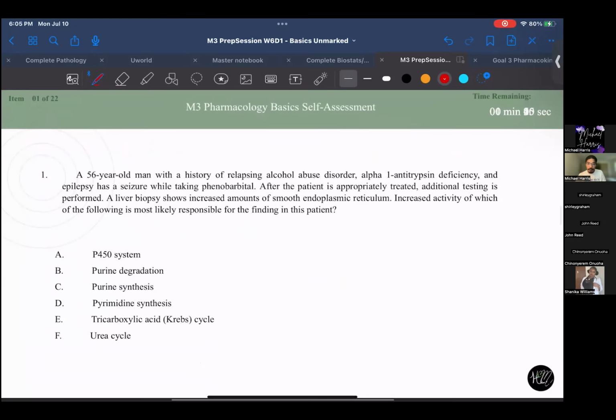What's the answer to this question? What did you guys say? Yes, perfect. Cytochrome P450. Right? He's taking phenobarbital. Okay. And you see smooth endoplasmic reticulum, which is where P450 resides, right? Drug metabolism. What else does the smooth endoplasmic reticulum do other than drug metabolism? What else does it do?